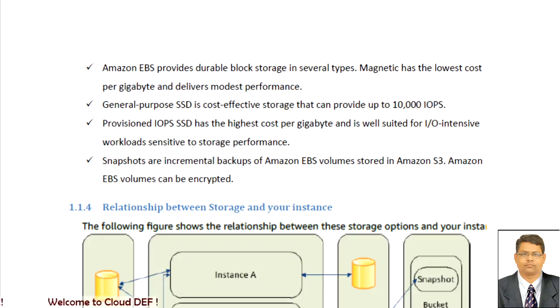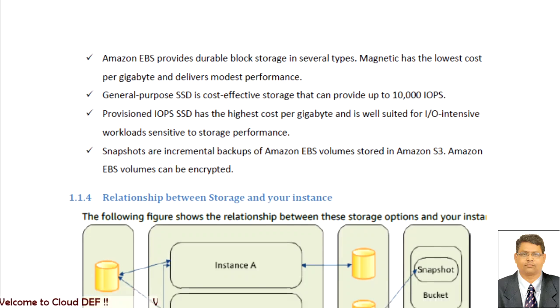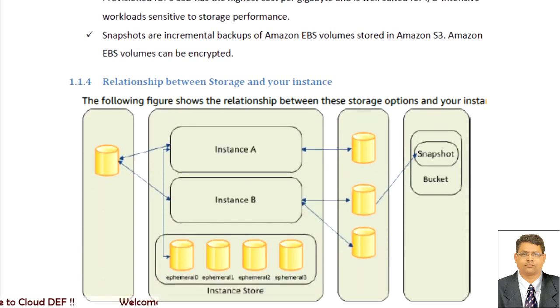Amazon EBS provides durable block storage in several types. Magnetic has the lowest cost per gigabyte and delivers modest performance. General-purpose SSD is cost-effective storage that can provide up to 10,000 IOPS. Provisioned IOPS SSD has the highest cost per gigabyte and is well suited for I/O intensive workloads sensitive to storage performance. Snapshots are incremental backups of Amazon EBS volumes stored in Amazon S3. Amazon EBS volumes can be encrypted.